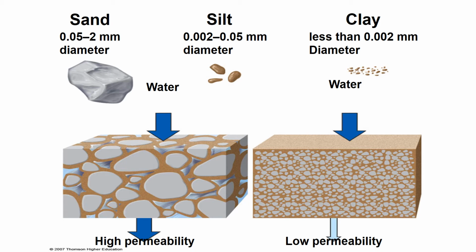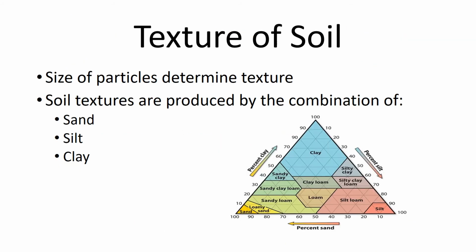And so the larger the particle, the lower the water holding capacity and the higher permeability that soil will have. And on the opposite end, the smaller the particle, the higher the water holding capacity and the lower permeability it has. And so looking at these three different size particles of soil, we can determine what texture the soil is, because soil textures are a combination of those three different size particles.